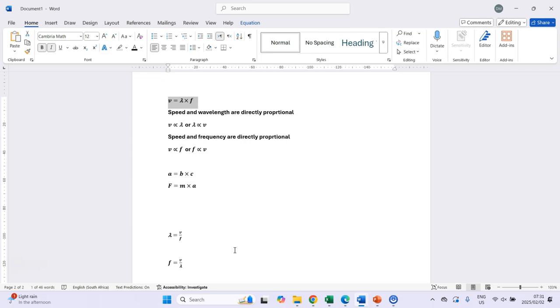But what I'm very interested in now is looking at the relationship between wavelength and frequency. Now, by putting wavelength on one side of the equation on its own, or putting frequency on one side of the equation on its own, we can work out the relationship to the other variables. So again, wavelength and speed remain directly proportional. Frequency and speed remain directly proportional. But what is now the relationship between wavelength and frequency?